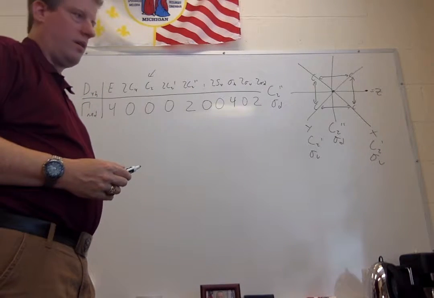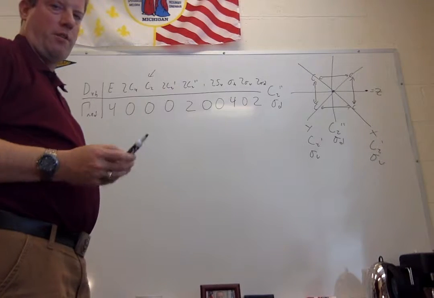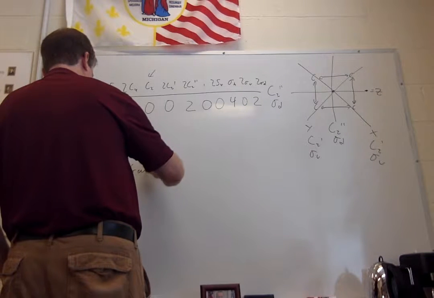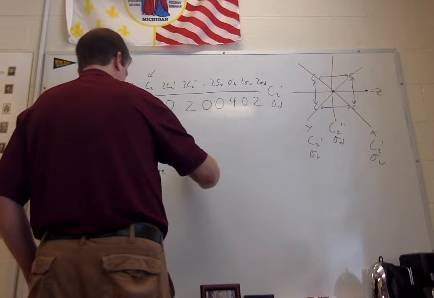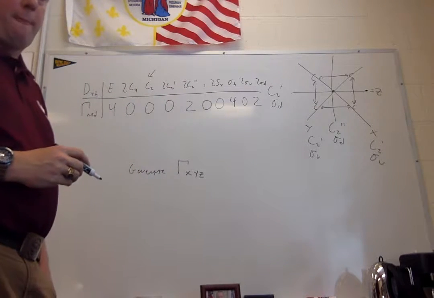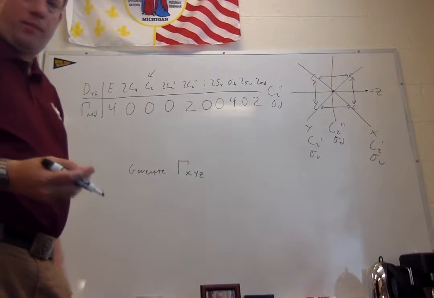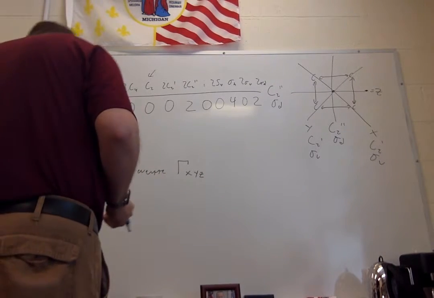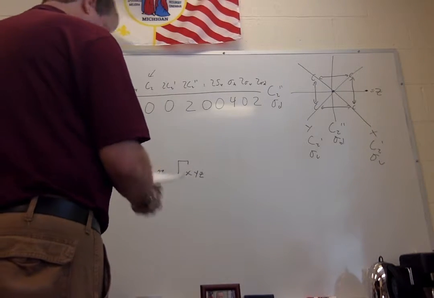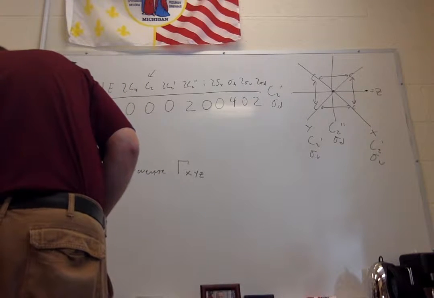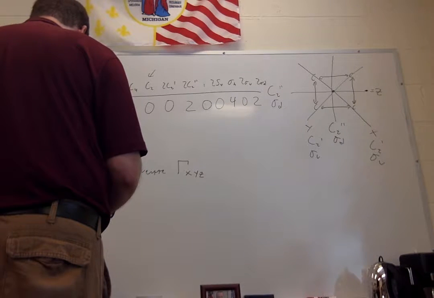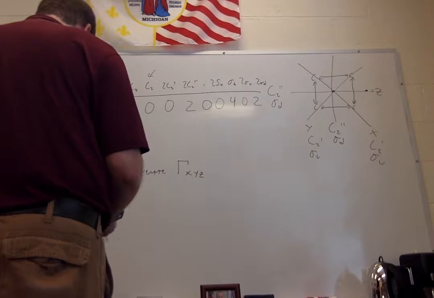gamma reducible. However, for the full vibrational analysis, what we must do is generate gamma x, y, z. And where do we get that from? Well, you get this from analyzing the character table for D4h. Now, I'll tell you what it is, and then you can look at that.